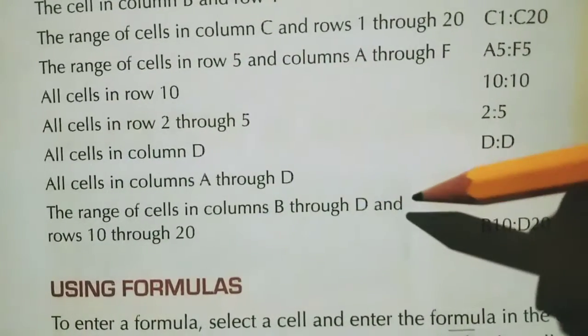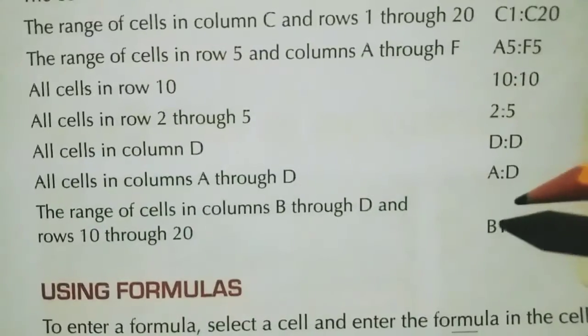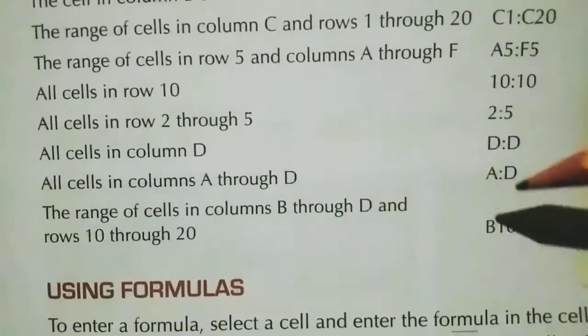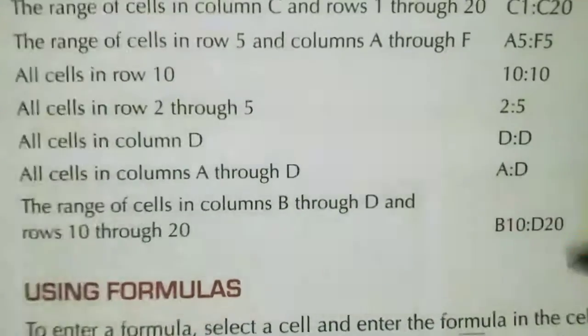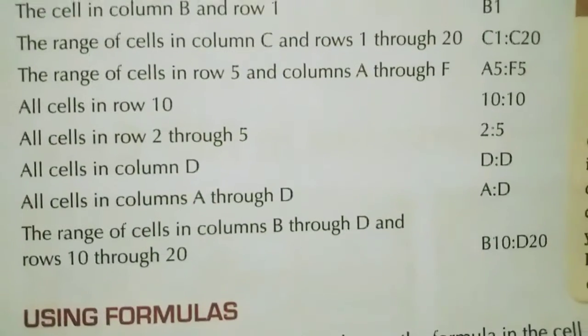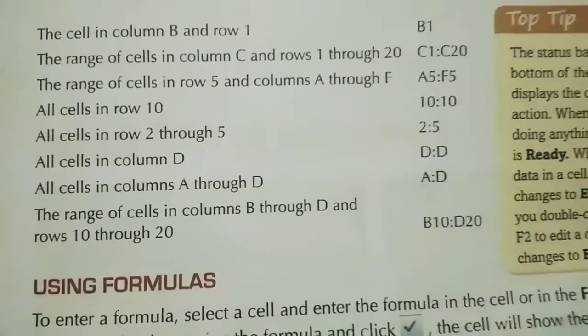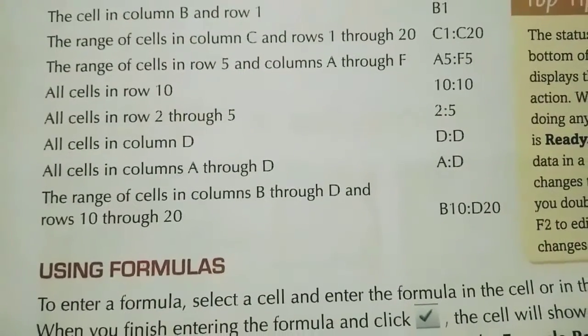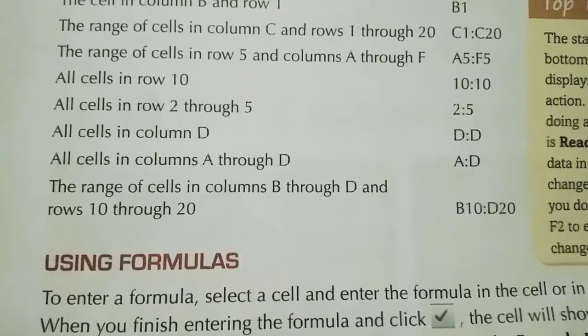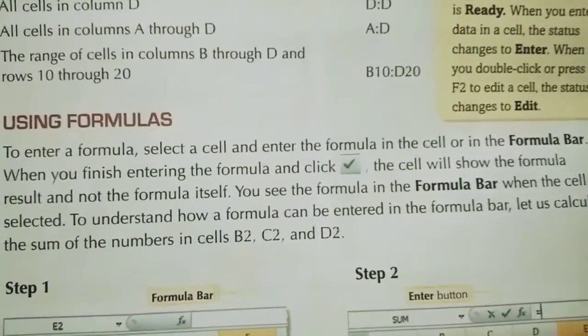The range of cells in columns B through D and rows 10 through 20 is B10 to D20, like this. So these are the cell reference names, and in this way the names are given. Understood? Now the next topic is using formulas.